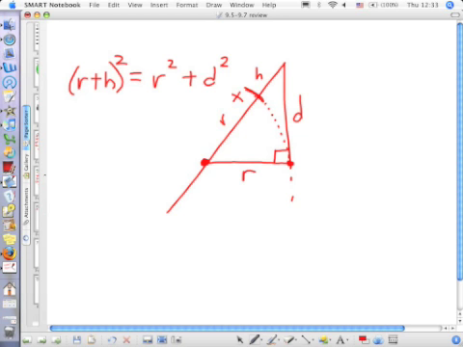That's how we could say it. Then they wanted us to get our equation and manipulate it and solve for d squared. So the first thing we had to do was FOIL (r plus h) squared, which would be r times r, h times r plus another h times r, and then h times h, h squared.